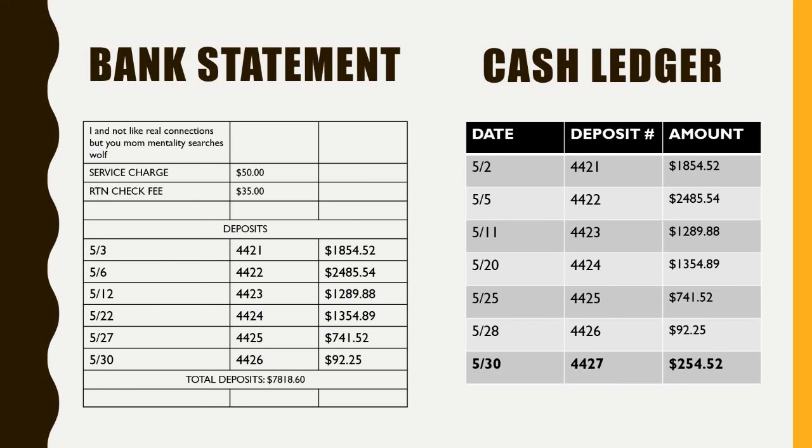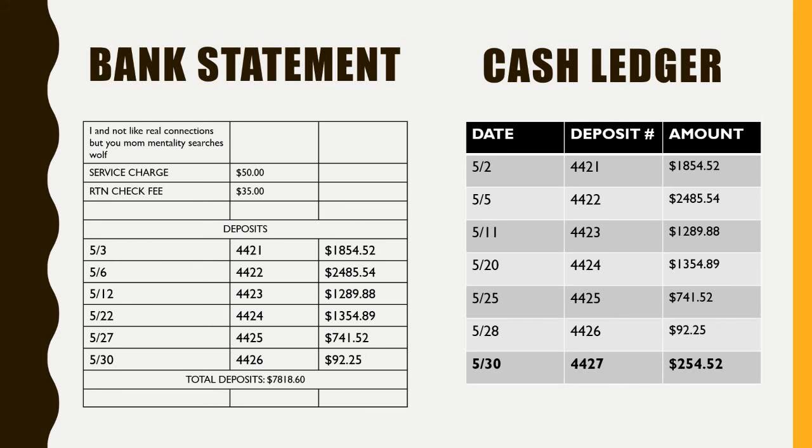So in this case, on the left side I have my bank statement, and on my right side I actually have my cash ledger telling me exactly when and what I deposited. So in this case, I have my deposit slip numbers, okay? And on my bank statement, I have what actually cleared. So let's take a look, okay?